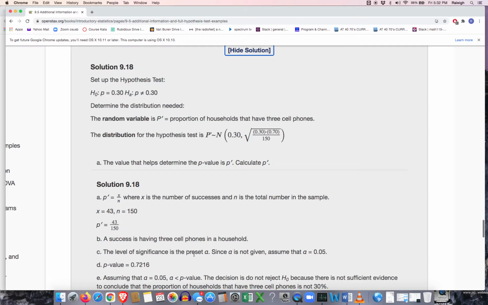Part C says, what is the level of significance? Did they say anything up here? No, they didn't. So we go for the default 0.05, and that's what they're going to say. It's the preset alpha, the level of the type 1 error we're going to allow. And alpha is not given, so we'll go ahead and use the 0.05. That's just a standard situation, which I guess I could use myself. So those who pay attention will be rewarded for that.